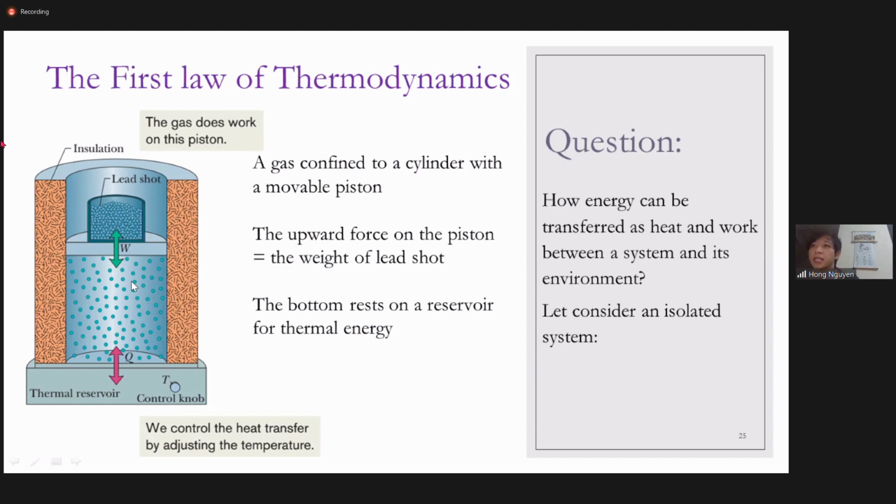For an isolated system, we have no interaction, no heat interaction, no mass interaction. Here we have no mass interaction, but we have the energy interaction. So this is a closed system. Is that okay? And we can control the heat transfer by adjusting the temperature.